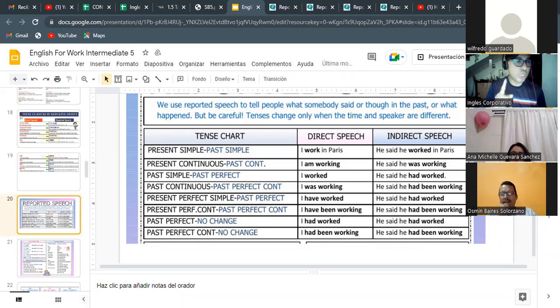So we have a few new ones here. For example, past continuous, I was working. In the indirect speech, in the reported speech, we are going to use, he said he had been working. And the name of that one is past perfect continuous. Do you have any question about that? Past continuous goes to past perfect continuous.